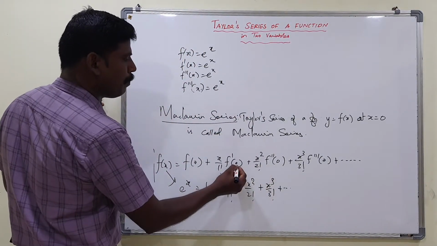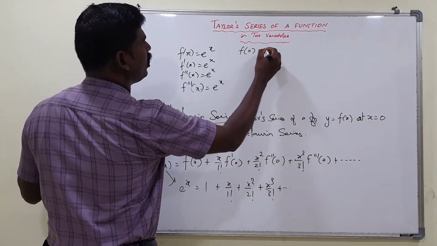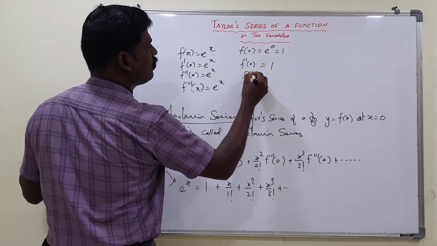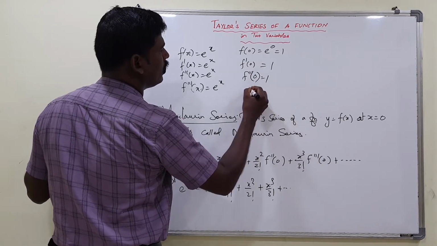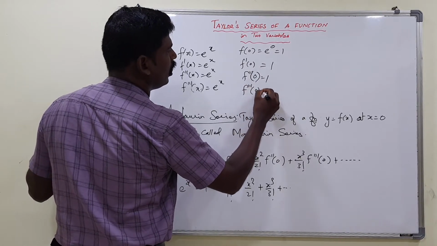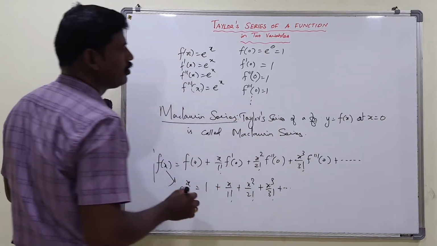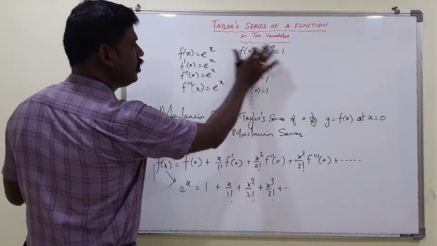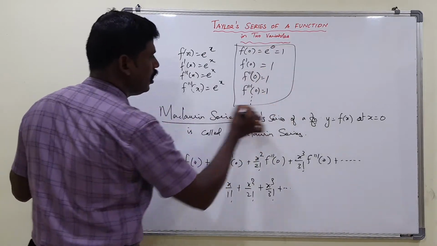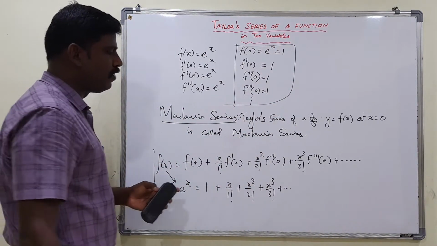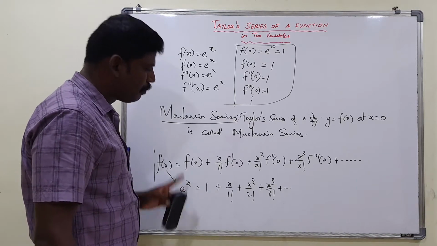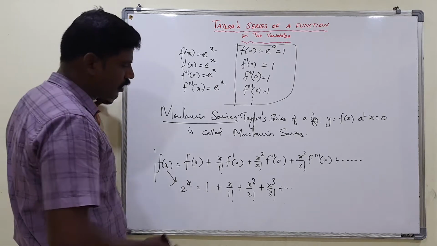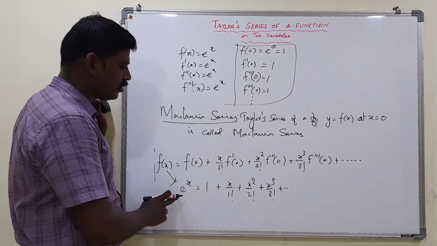Substitute the point 0. What will we get? f of 0 equal to e power 0, that is 1. In the same way, f dash of 0 is 1, f double dash of 0 is 1, f triple dash of 0 equal to 1. So all higher derivatives at x equal to 0 become 1 for e power x. Substitute all these values into this formula and you can get the power series of e power x. That is called the Maclaurin series, or we can also write it as the Taylor series expansion of e power x.